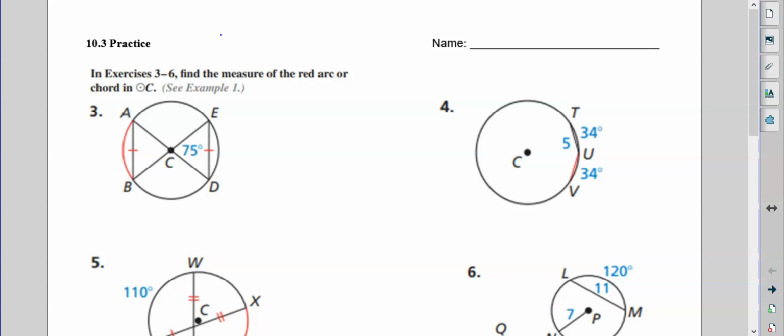All right, 10.3. Find the measure of the red arc or chord. Well, again, it's hard to see on yours, but this is the one they're talking about right here, this arc right here. Since these chords are marked the same, that means the central angles are the same also, so 75 degrees. So the measure of AB, or we put a little eyebrow on it, is 75 degrees.